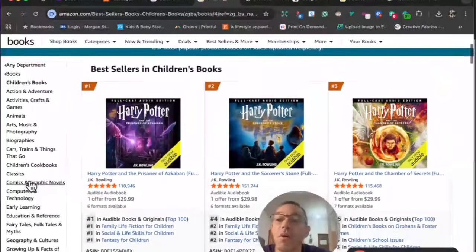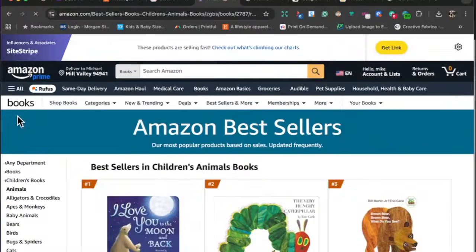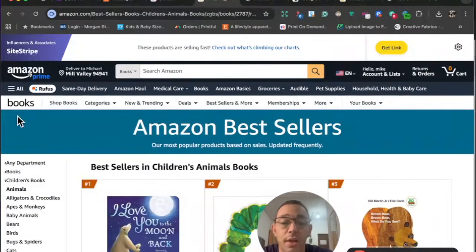But the one that I've been focusing on as of late, and over this next year I plan on making books in all these niches, but the one that's been working well for me is animals. I have a 10-year-old son. I've bought a bunch of children's books. Usually I always buy animal books for him. Those are the ones that he likes the best.